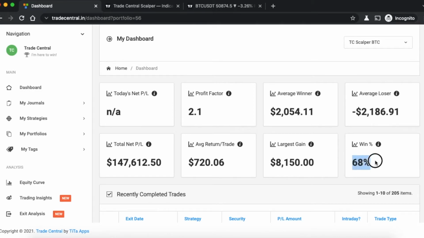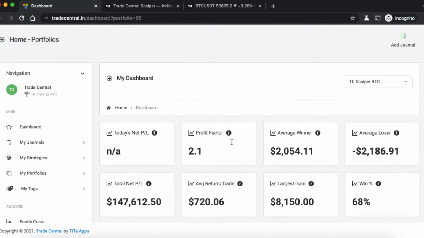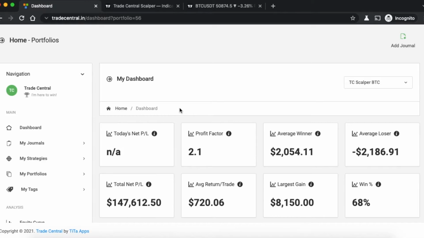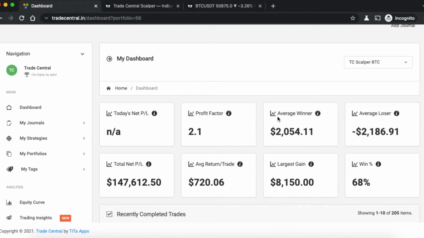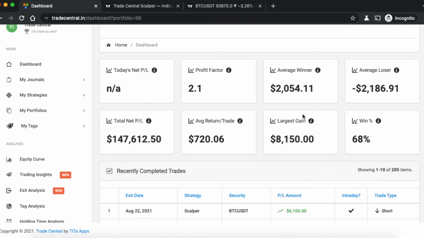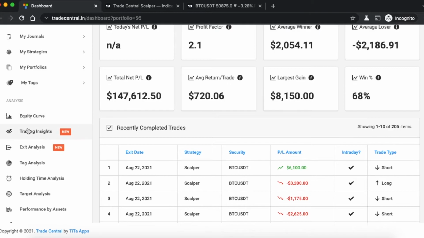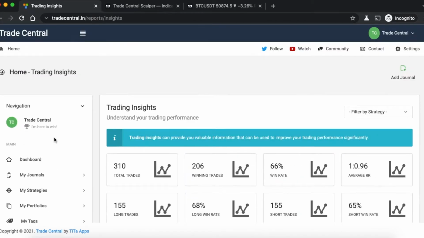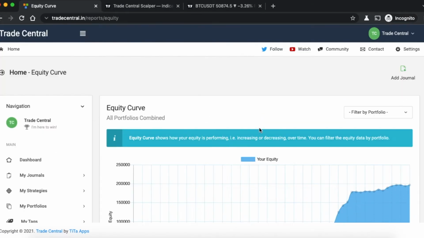But since our win percentage is pretty high, average return per trade is about $720, and this is with 25x leverage and executing all trades, without skipping any single valid trade. I mean, you take all the trades, and this is the result you get. I can go into more detail, but before this, let me show you the equity curve.